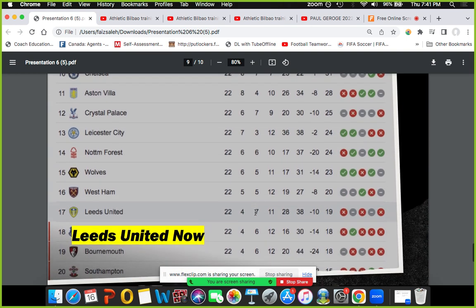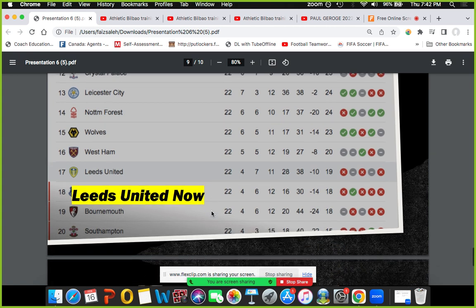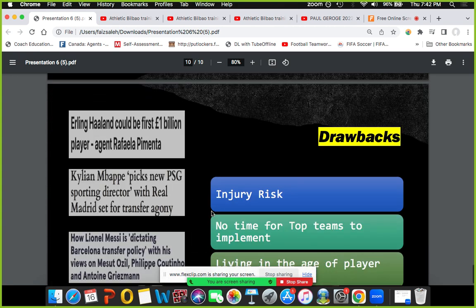And now we look at the fact that Marsh has actually been fired recently. I think it's been a week or two since he was fired. When Bielsa left the team, they were in 16th place. And currently, a year later, with Marsh, they're in 17th place. So I have nothing else to say. It's up to you guys to draw conclusions from that.